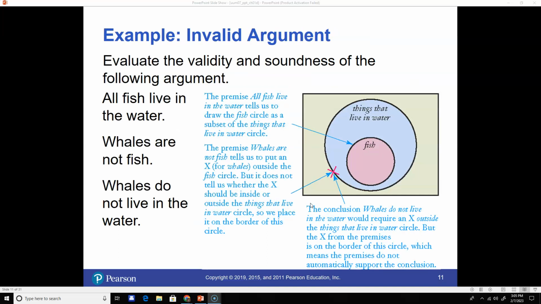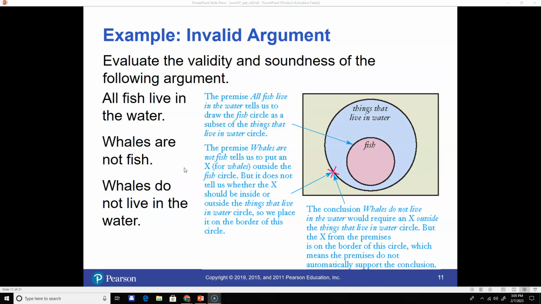Evaluate the validity and soundness of the following argument. All fish live in water. So we can look at that statement on its own. All fish live in water. So we have the fish completely inside the things that live in water. And if you look at the beige outside, I'm assuming that's representing all animals. So the animals that do not live in water would be in the beige area outside of the blue bubble. The premise, all fish live in water, tells us to draw the fish circle as a subset of the things that live in water.